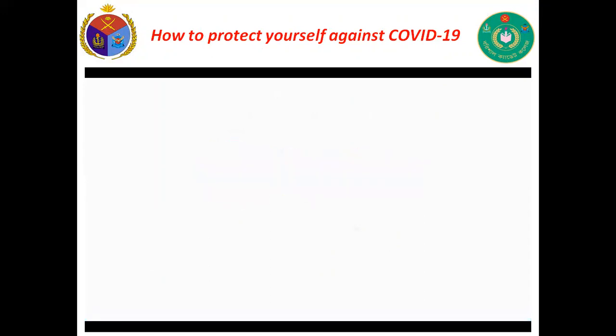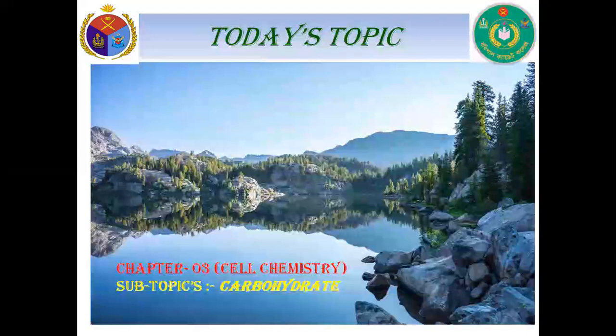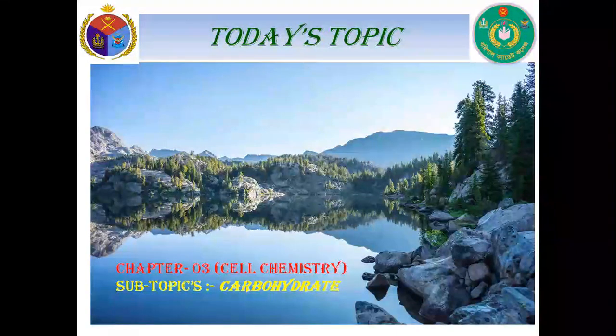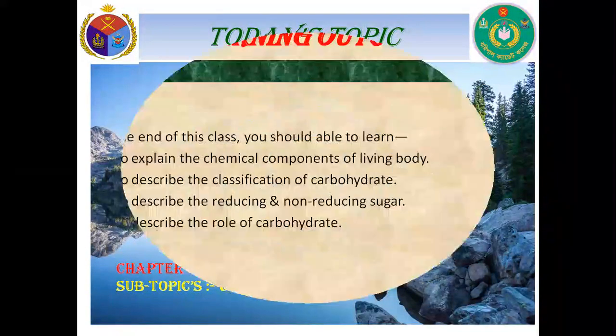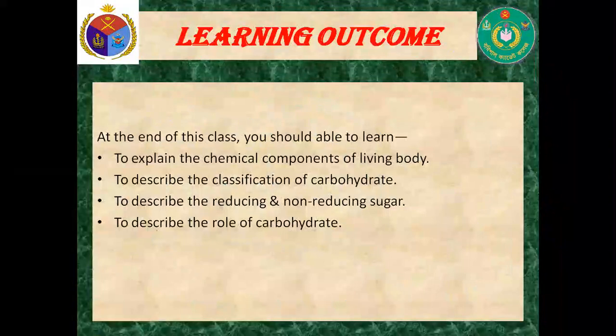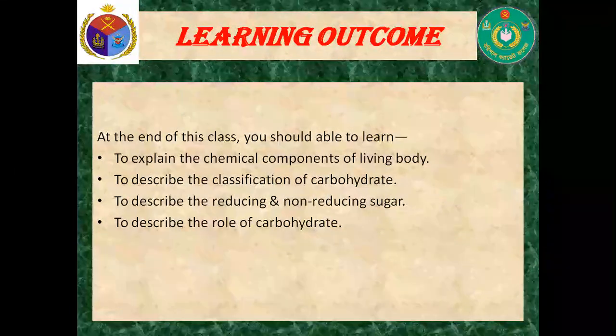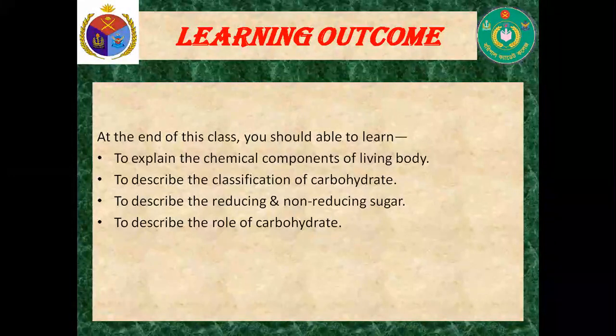Okay, gentlemen, our today's topic is cell chemistry, which is called biochemistry, and chapter 3 and subtopic is carbohydrate. At the end of this class, you should be able to explain the chemical components of the living body, describe the classification of carbohydrates, describe the reducing and non-reducing sugar, and describe the role of carbohydrate.